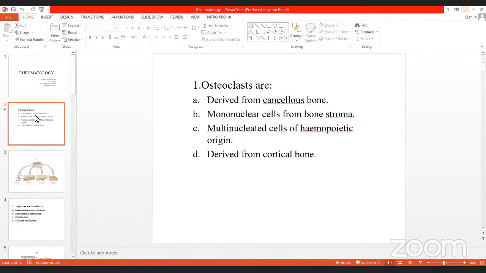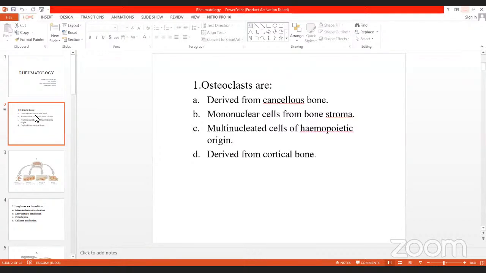Yeah. Okay. So we were talking, sorry for the interruption, about the osteoclast. The basic thing we have to understand is that osteoclast is not a bone cell. It is derived from the hemopoietic system, that is, it is a cell of blood.